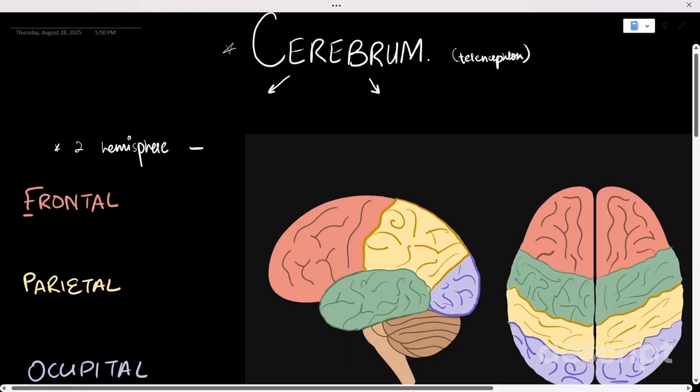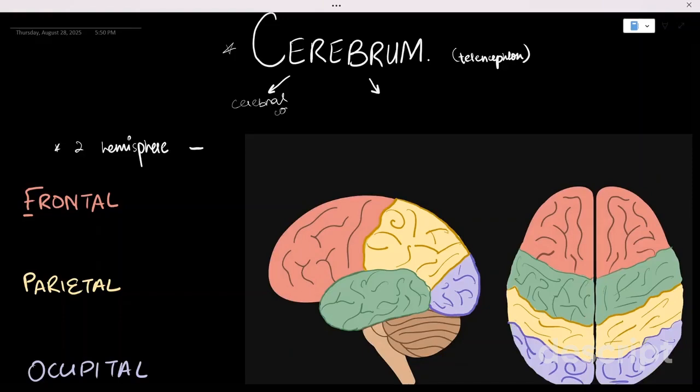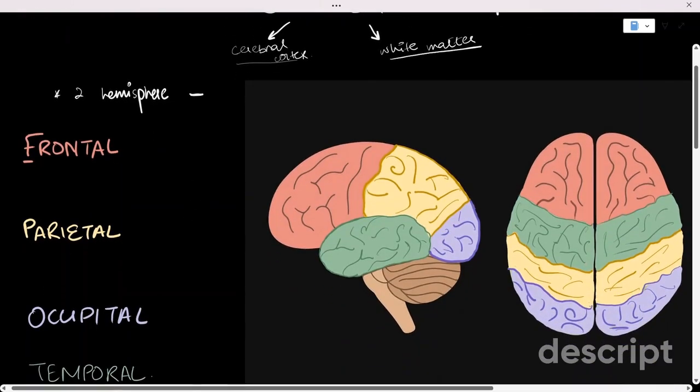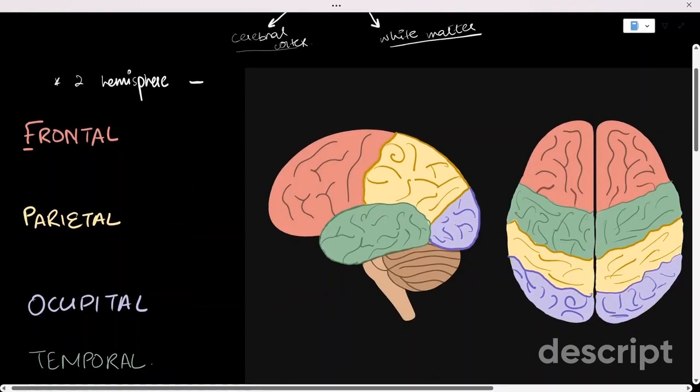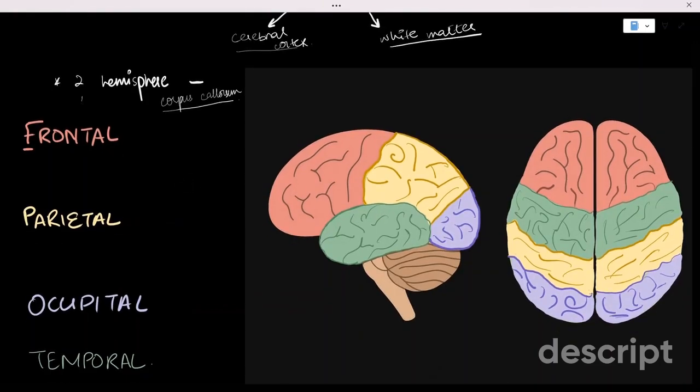Alright, now starting off with the topic, the cerebrum has two parts mainly: the cerebral cortex and the white matter. The white matter consists of the fibers. We'll discuss that later. For now, let's discuss the cerebral cortex. The cerebral cortex has two hemispheres which are joined by the corpus callosum. It has four main lobes.